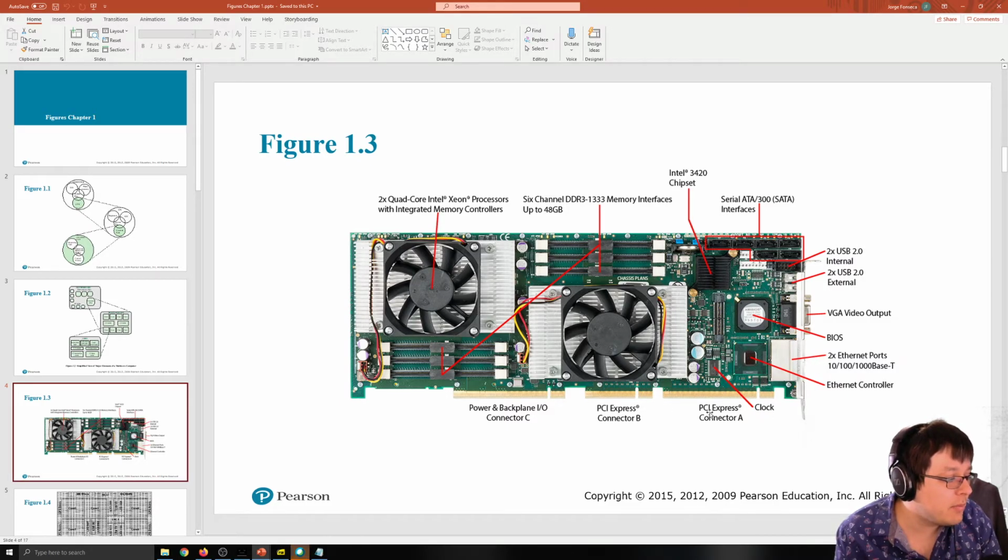PCI Express is useful for I/O stuff or expansion slots, so you could have a graphics card there. You could also even put a hard drive in the PCI Express slot. I believe that that's a thing, actually.